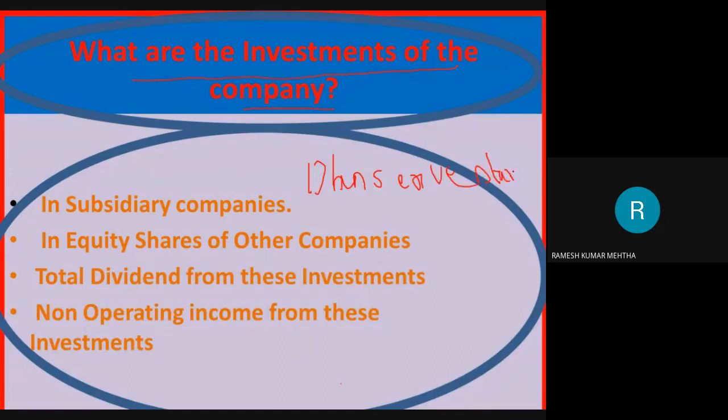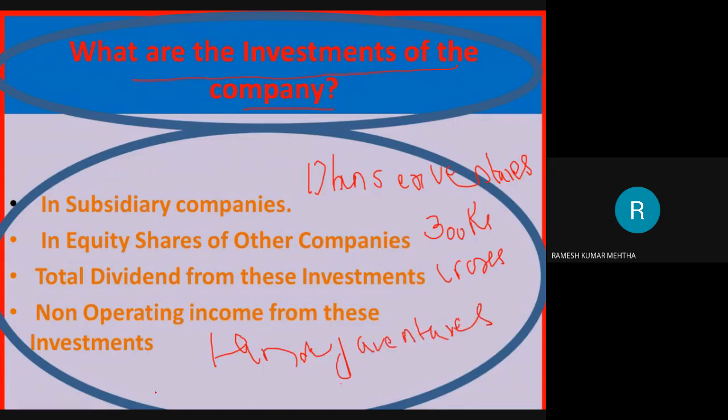The company has invested in blue chip companies, and the worth of this investment is some 300 crores. Another company by name Hinduja Ventures Limited, which is now called Next Digital, has invested in so many subsidiaries and group companies whose worth is some 4,500 crores.